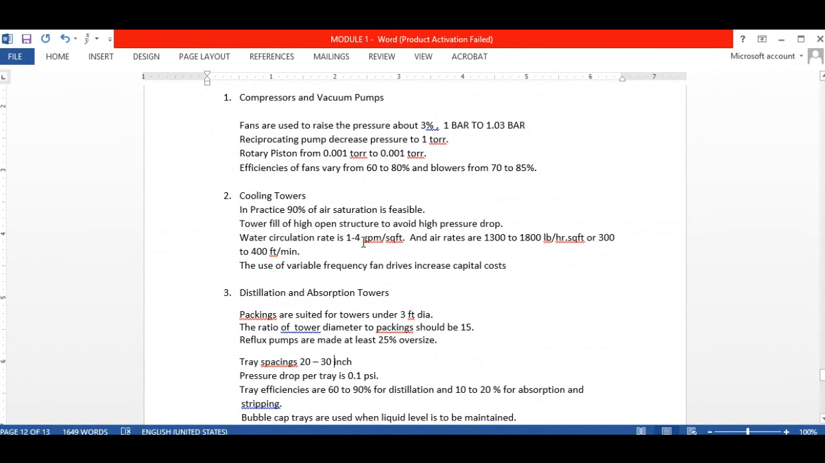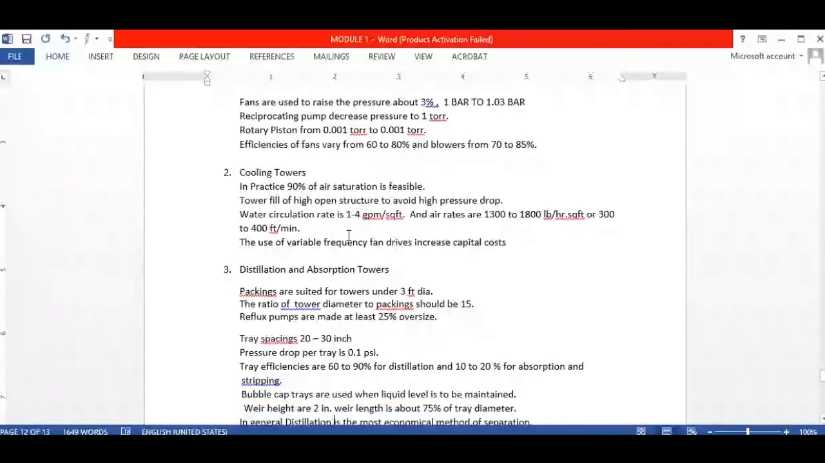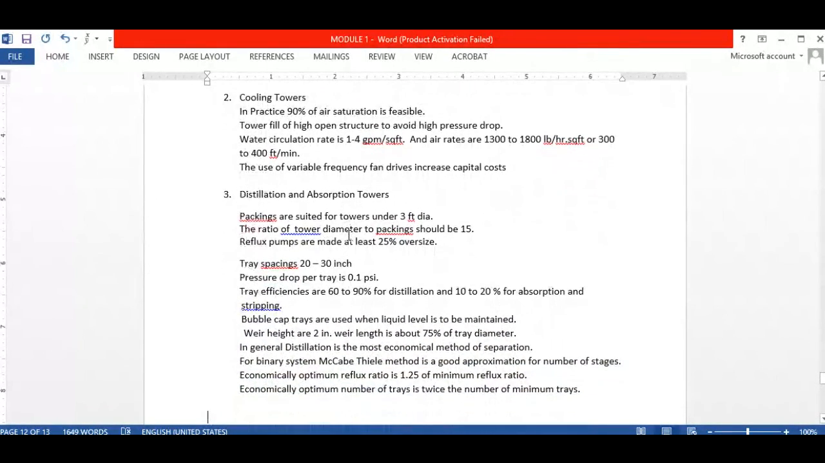You can read by yourself. If you understand what I am telling you now, these are just values. You don't have to remember them. I will upload one textbook. It's known as Rule of Thumb for Chemical Engineers. You can type it in Google and download the book.